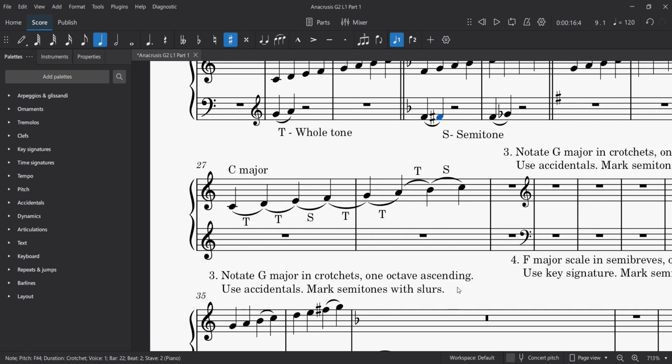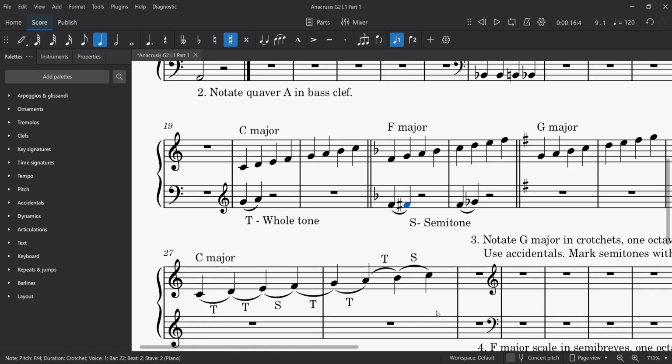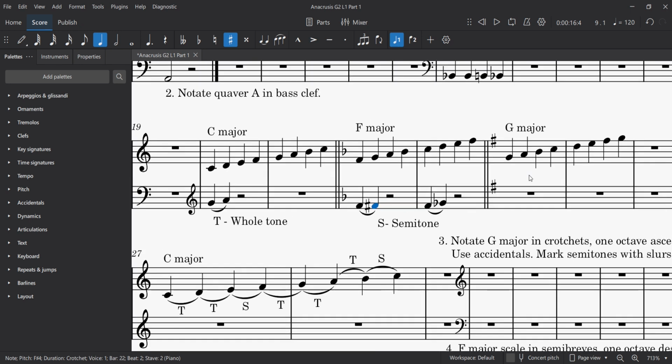Now, different keys and their scales can be signified by their key signatures, which tell us all about the notes that are to be sharp or flat for the entirety of the passage. For F, we must play all Bs as B flats, and for G, all Fs are therefore F sharps. Let's do some questions on scales.